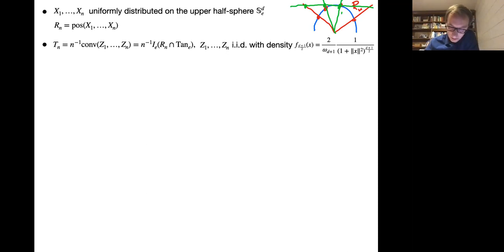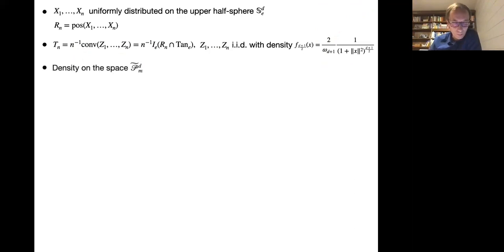Well, you project just here. This gives you random points, and just by brute force computation, you can compute the density of these points. The density of these points is exactly this here. Which means that if you look at the profiles of the cone Rn, this is exactly the convex hull of IID random points having this density. And we want to have the rescaled cones, the rescaled profile, so you have to rescale as well.